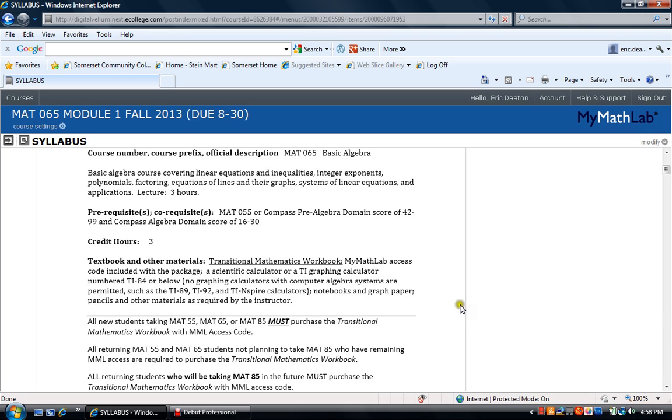In the 65 and 85 classes, you can use a scientific calculator, the MyMathLab calculator, or a Texas Instruments TI graphing calculator numbered 84 or below. Keep that in mind. So if you know you need to take college algebra, I highly recommend that you go ahead and buy the TI 84 or 83 graphing calculator. As for Math 55 and Math 85.